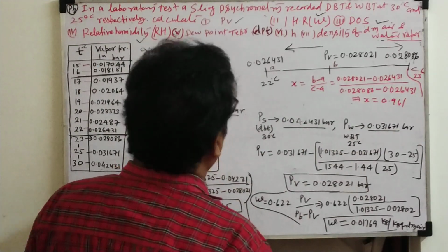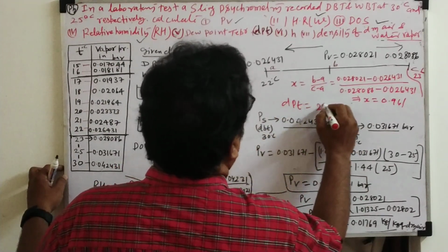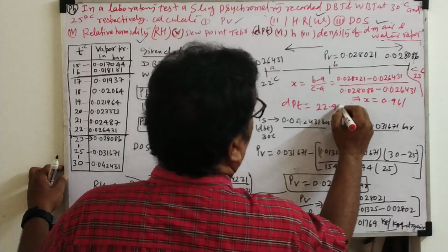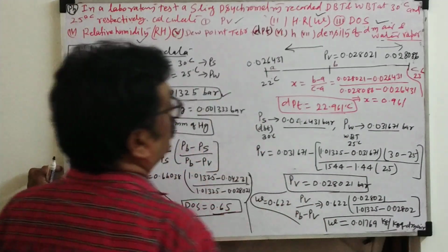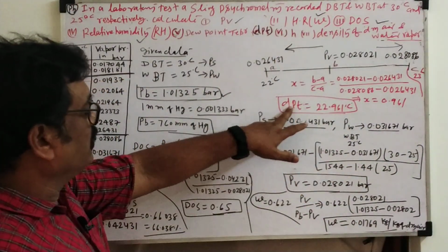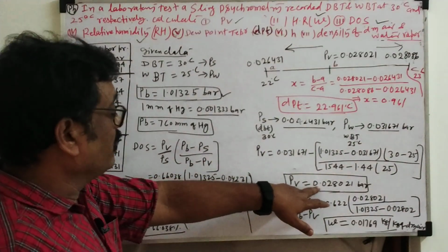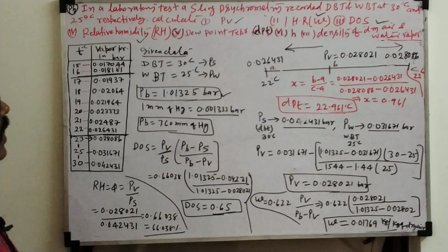So what is the dew point temperature? Now dew point temperature is nothing but 22.961 degrees Celsius. This is the dew point temperature. This way we can calculate the dew point temperature. So the partial dew point temperature is coming from the partial pressure of water vapor. That corresponding temperature is known as dew point temperature.